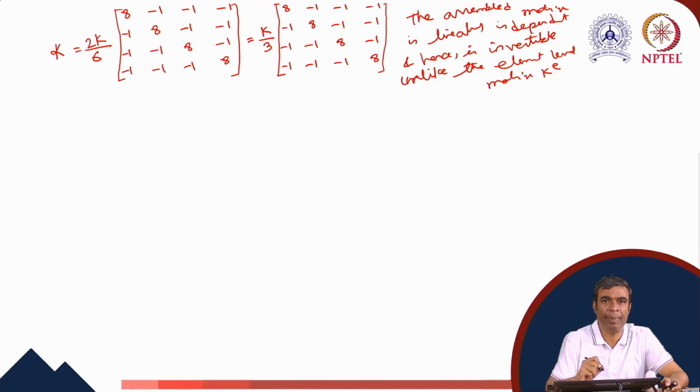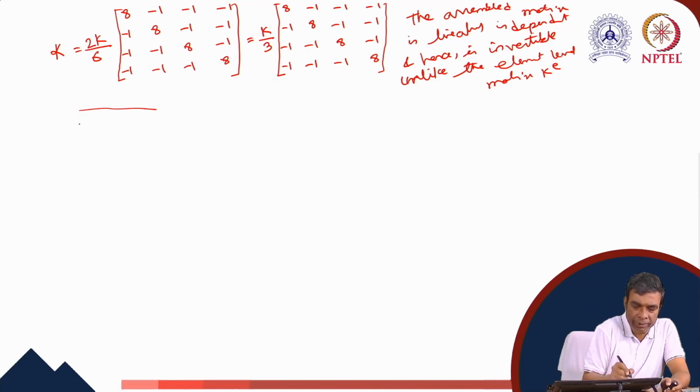It is a symmetric matrix and obviously it is a diagonal matrix. So it preserves the features reflected by the element level matrix. Now we construct the global load vector and also implement the boundary conditions.